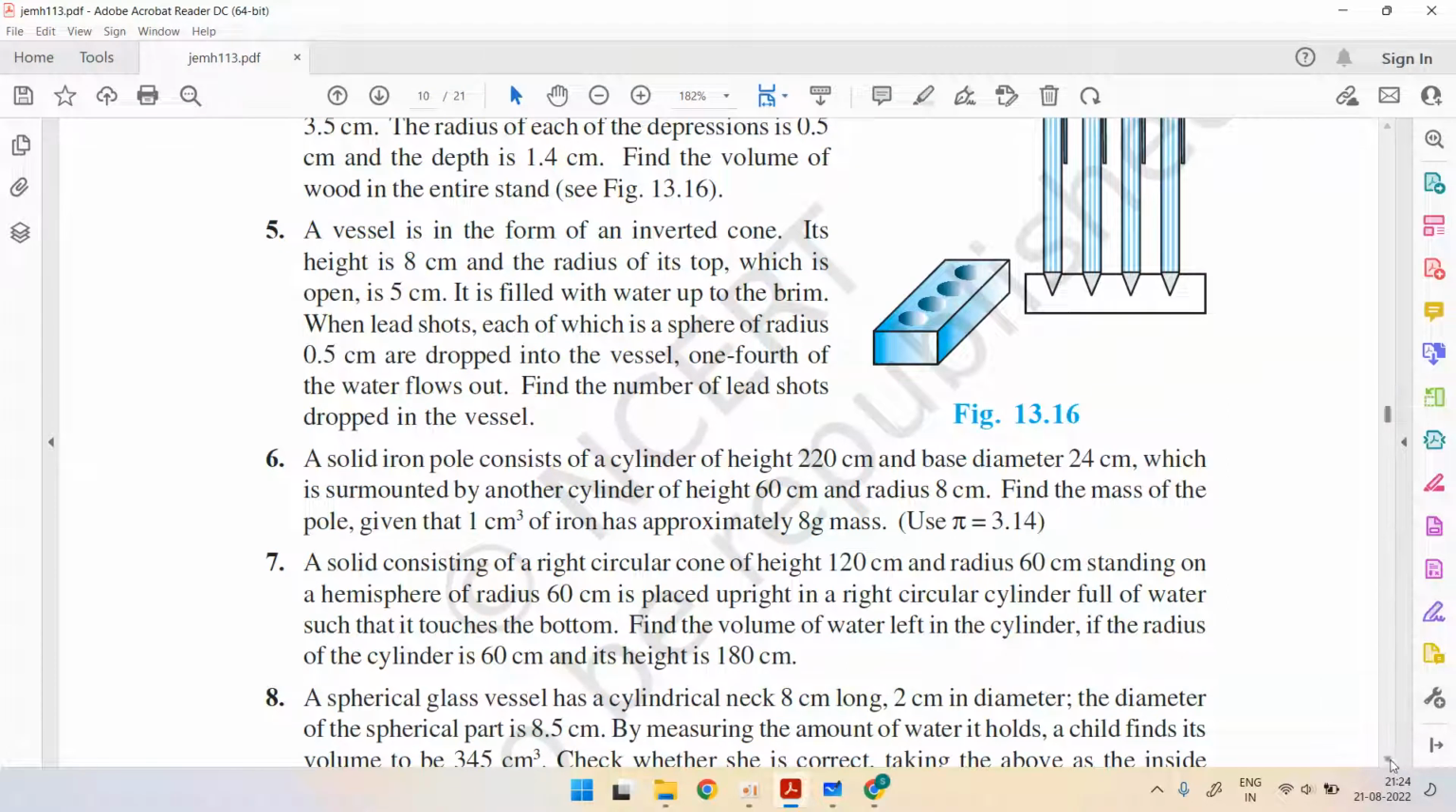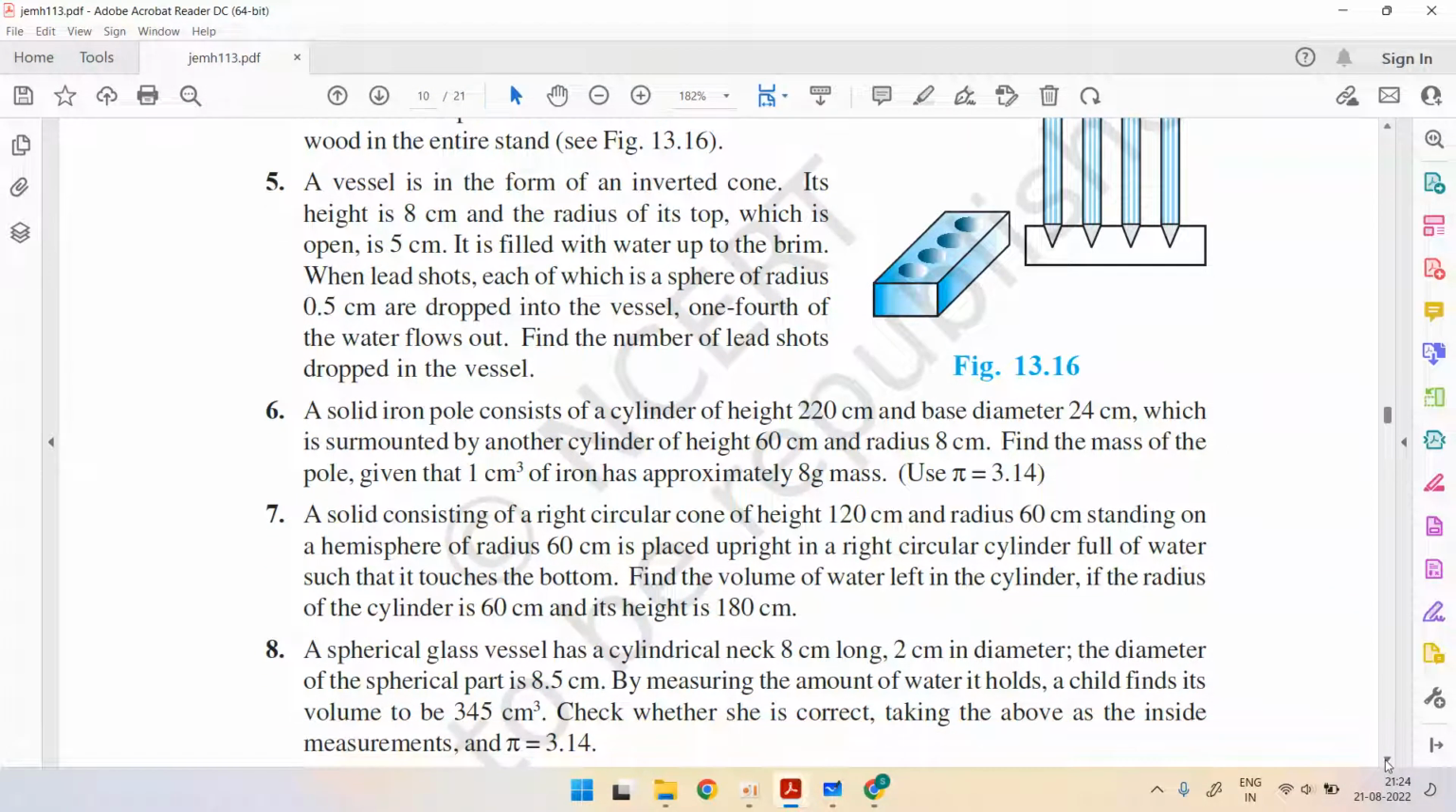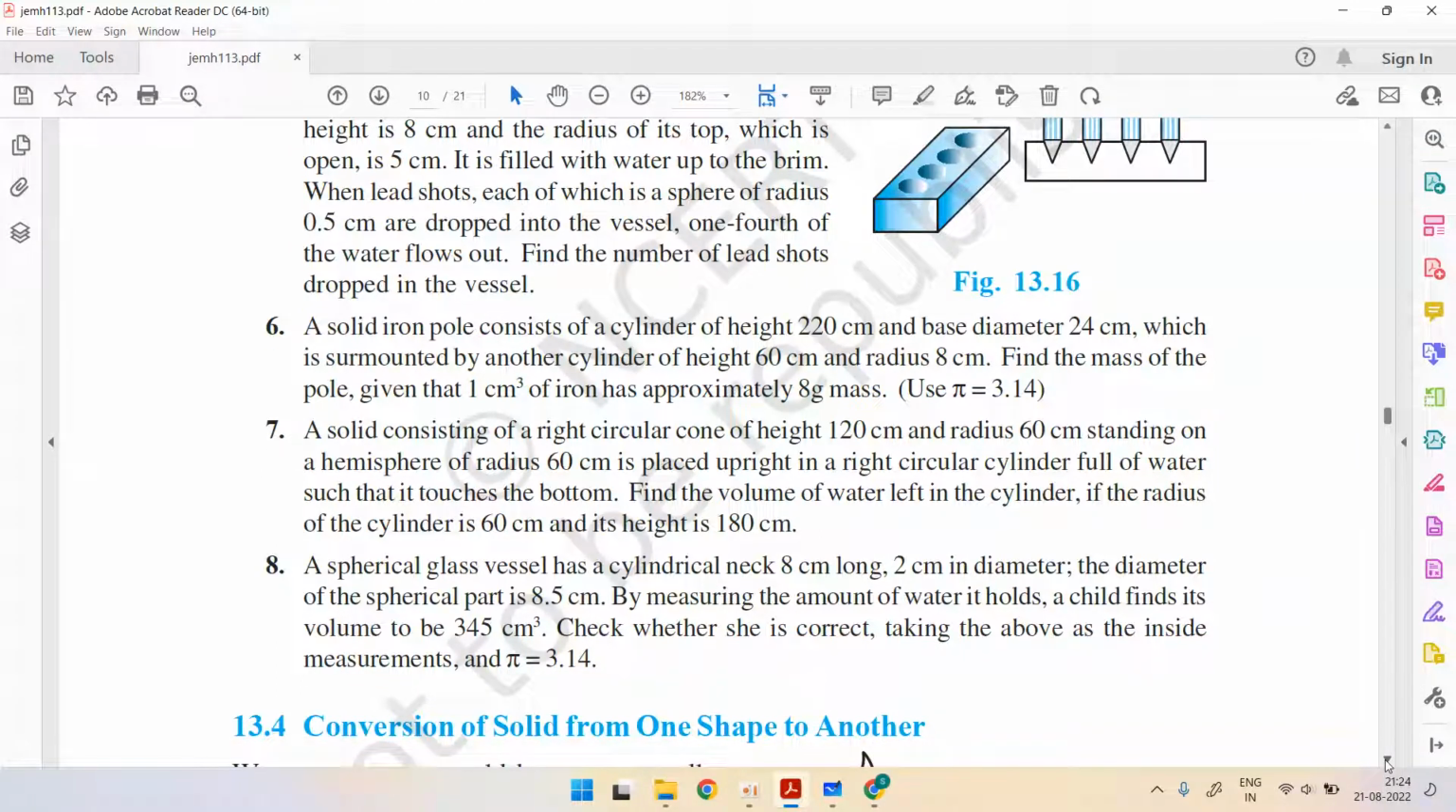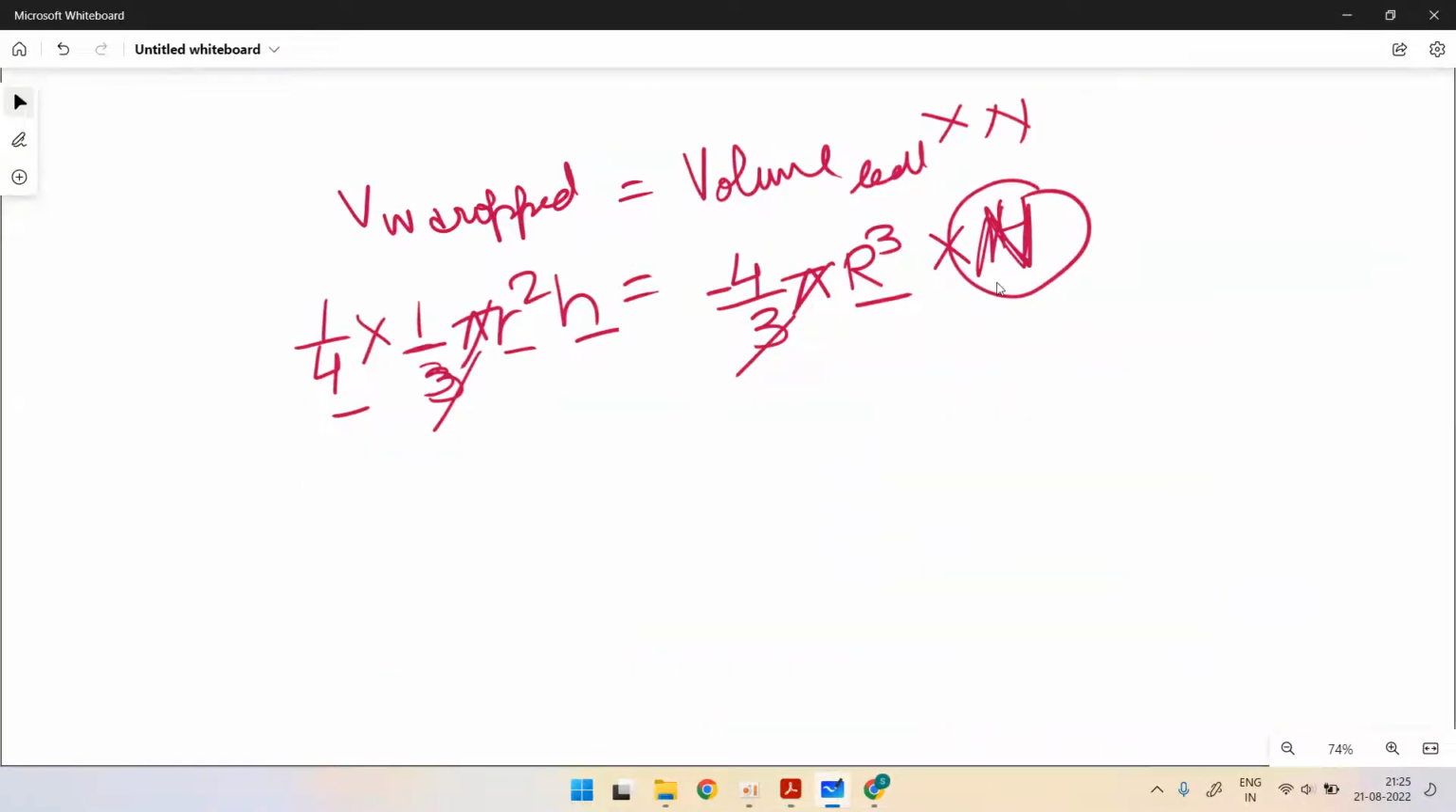A solid iron pole consists of a cylinder of height 20 cm and base diameter this, which is surmounted by another cylinder of height and radius 8 cm. Earlier radius was 24/2, 12 cm. Find the mass of the pole, given that 1 cm³ of iron has approximately 8 g mass. So mass you have to calculate. Nothing special, simplest question.